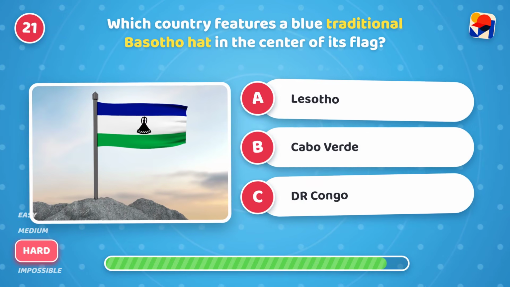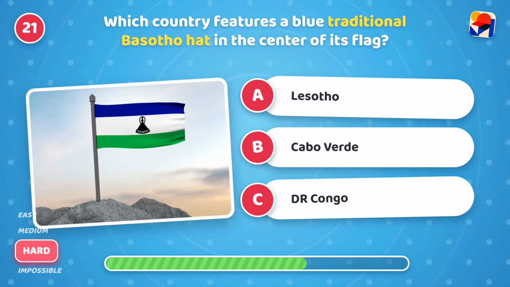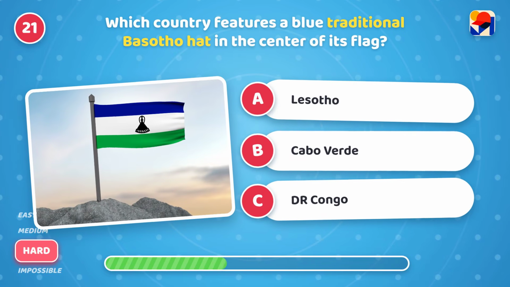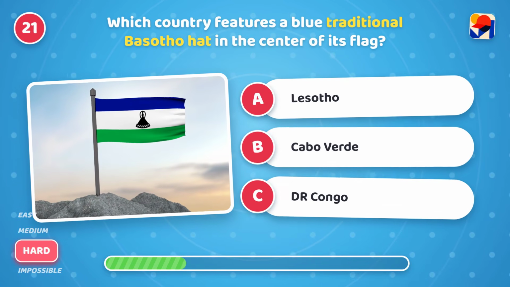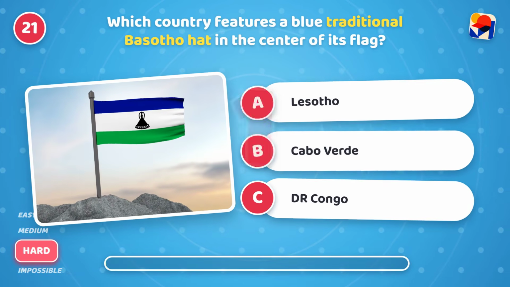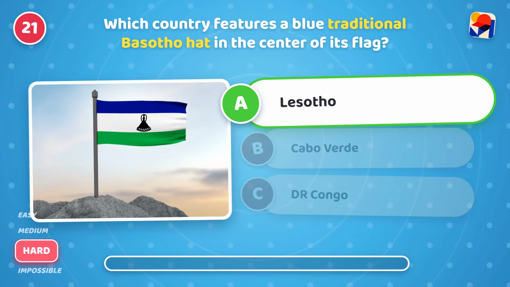Which country features a blue traditional Basotho hat in the center of its flag? Is it A, Lesotho, B, Cabo Verde, or C, DR Congo? It's A, Lesotho. The hat is a major cultural symbol.